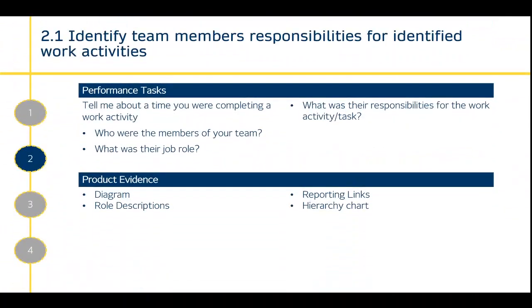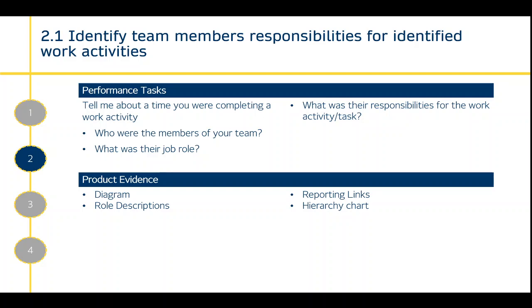Moving on now to the second outcome, 2.1, identify team members' responsibilities for identified work activities. So this should be about a time where you've allocated tasks to people, to a team, to individual team members, and you are being able to reflect on and identify and prove evidence that you know what their individual responsibilities are towards that wider goal.